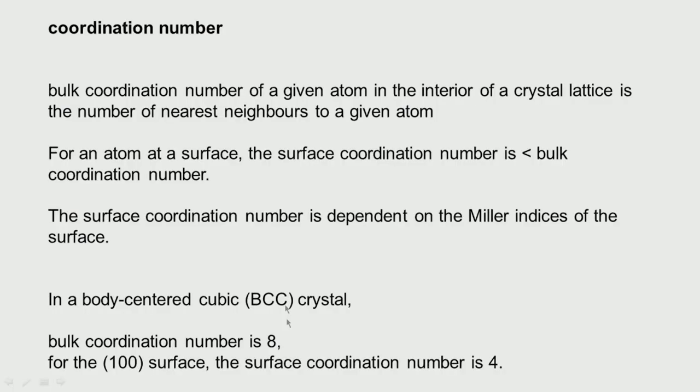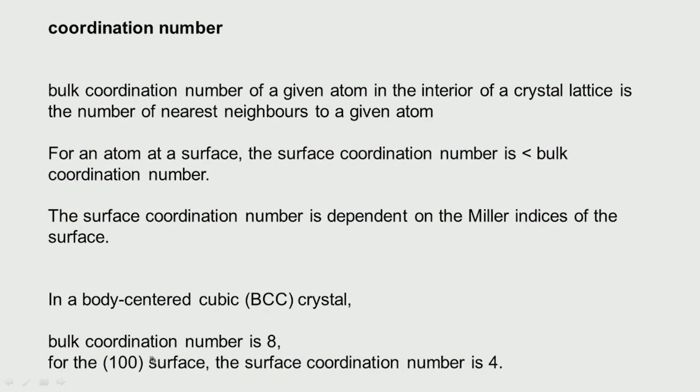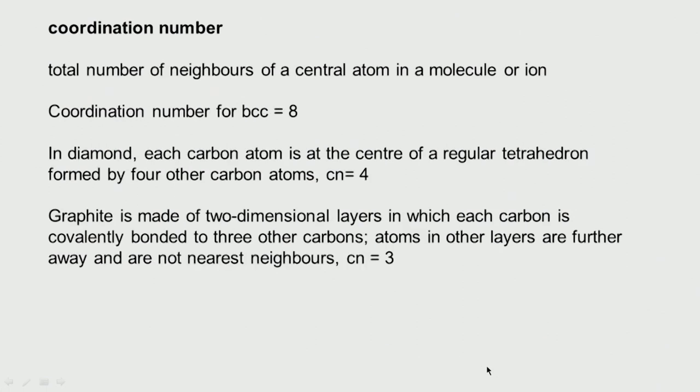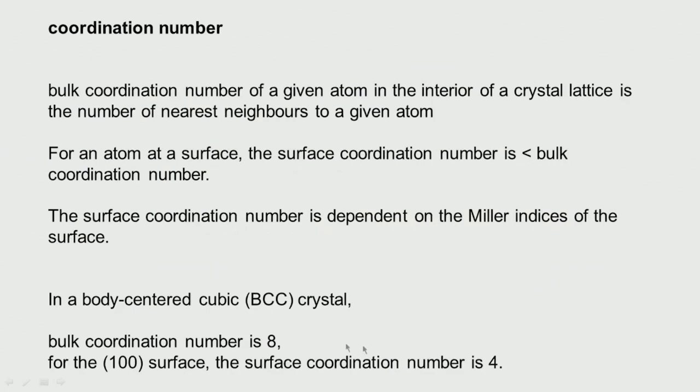So, if you take BCC, bulk coordination number is 8. Whereas, if you take the surface coordination for the 100 plane, that will be 4. Because look at this, there are 4 atoms. This one which is in the middle does not come into the picture. So, for a BCC, the bulk coordination number is 8, surface coordination for the 100 surface is 4.